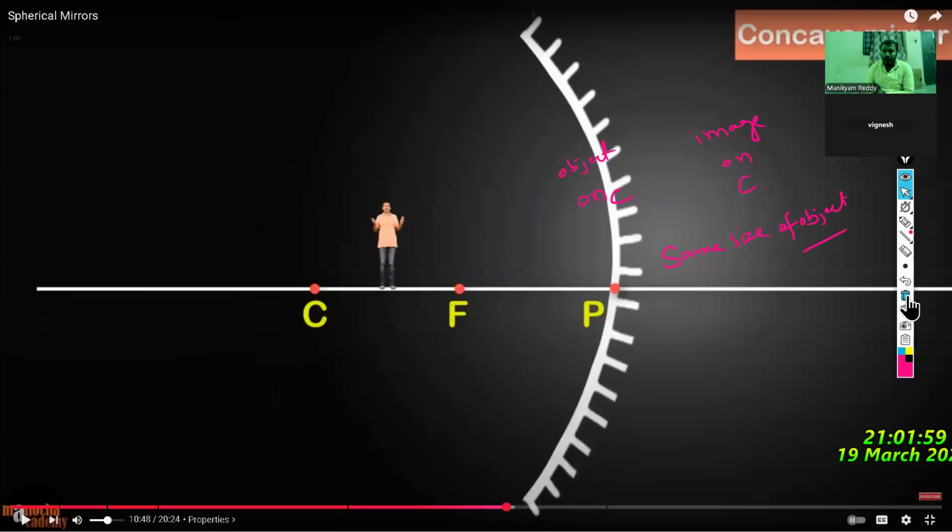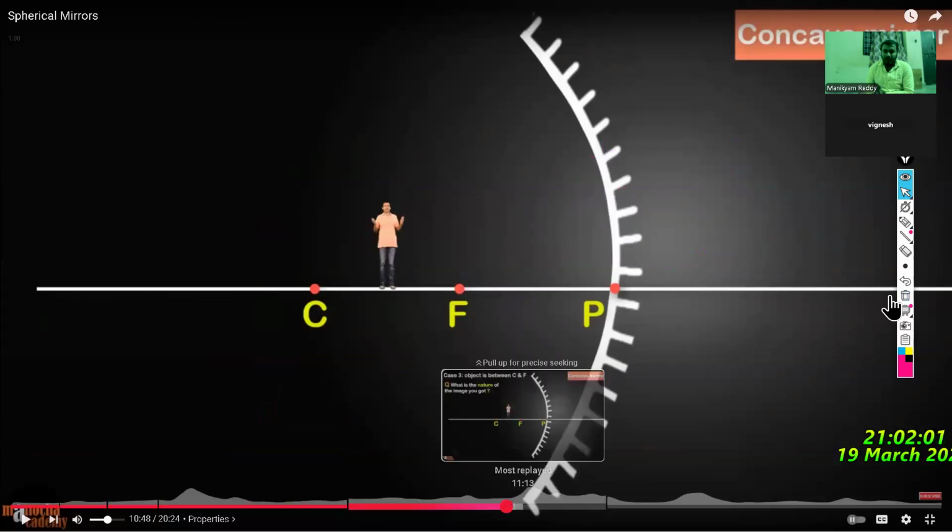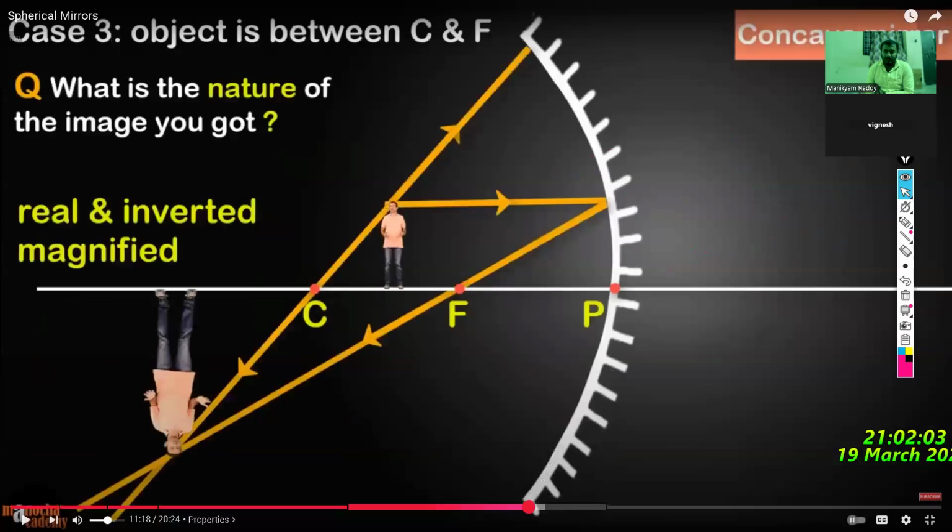Now he went to between F and C. See, one ray is passing through the focal point, another one is passing through the center. See, this image is an enlarged image. Real, inverted, and formed beyond C. The person is small here, and here we are going to observe a big image. Enlarged image.